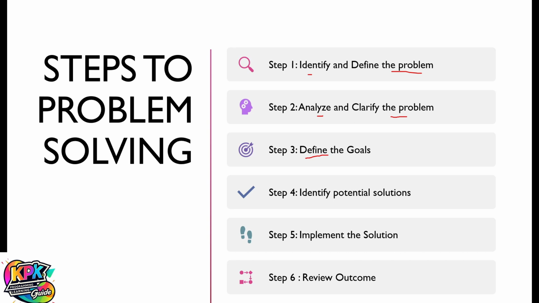Fourth, you identify potential solutions. And then from these potential solutions, you choose the best one that solves the problem efficiently. And then you implement the solution. After that, you review the outcome. If it solves the problem, you are good to go. If it doesn't, you have to go back to one of these steps to address that.